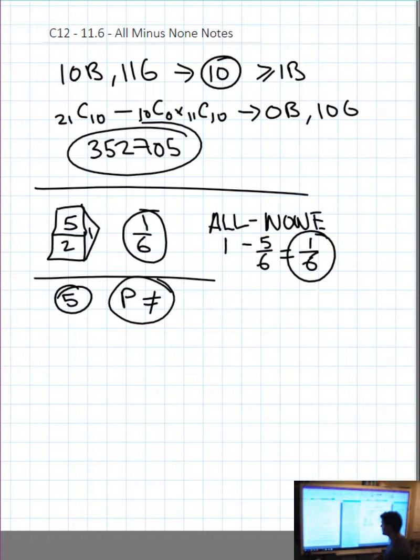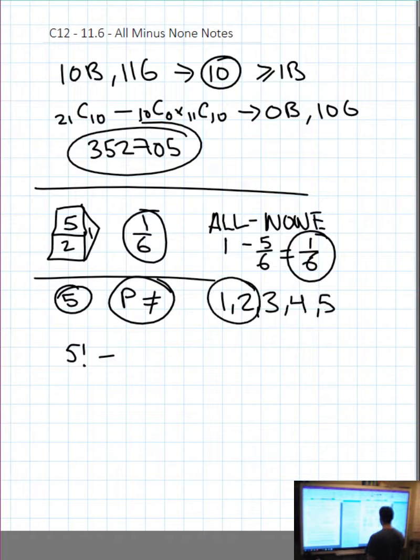So the answer is the total number of ways that the family can sit with no restrictions. So if we have 5 people, that's 5 blanks, or simply 5 factorial, minus the number of ways that they can sit together. So the number of ways that they can sit together, well, we want to think. Let's call the family members 1, 2, 3, 4, and 5. And let's call the parents 1 and 2. Well, how many different ways can they sit together?